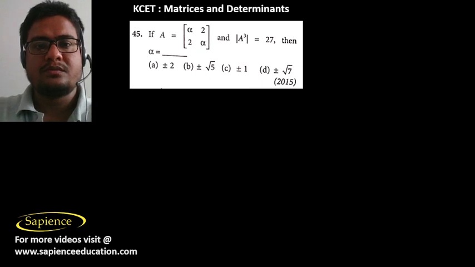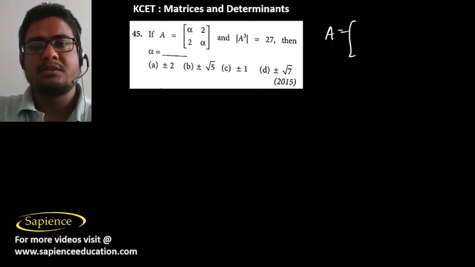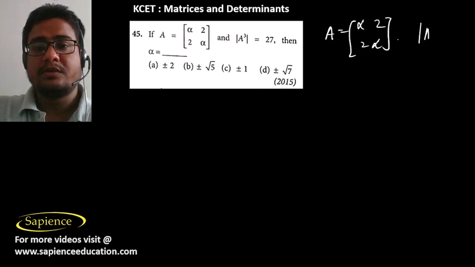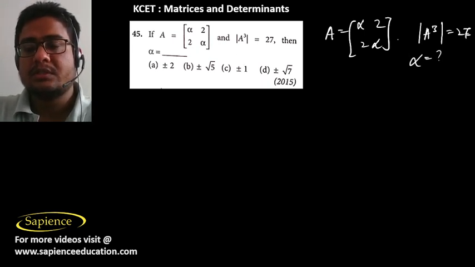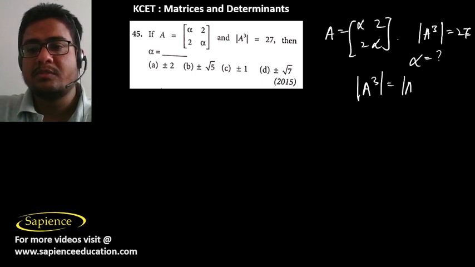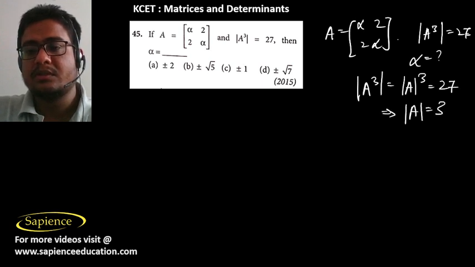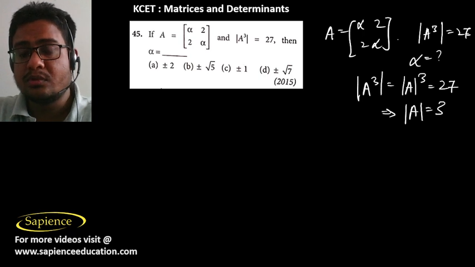Question number 45 says: if matrix A is [alpha 2; 2 alpha] and the determinant of A cube is 27, alpha is equal to how much? Okay, so we know that the determinant of A cube is equal to the determinant of A whole cube, which is equal to 27. Therefore the determinant of A is equal to 3, since it is the cube root of 27.